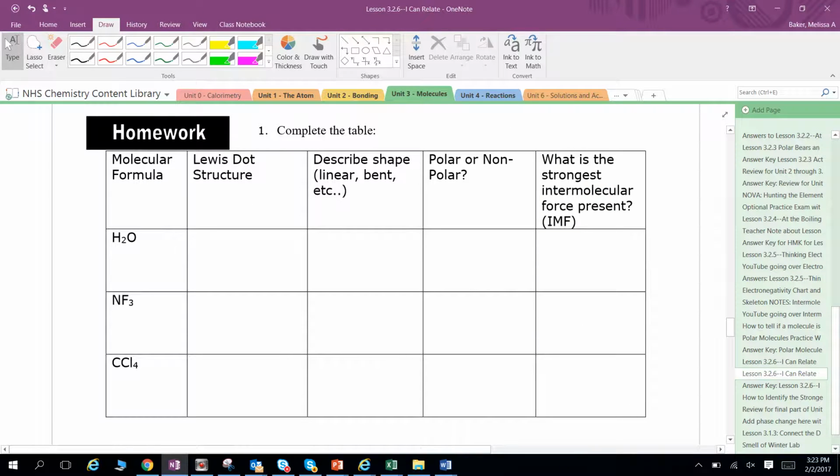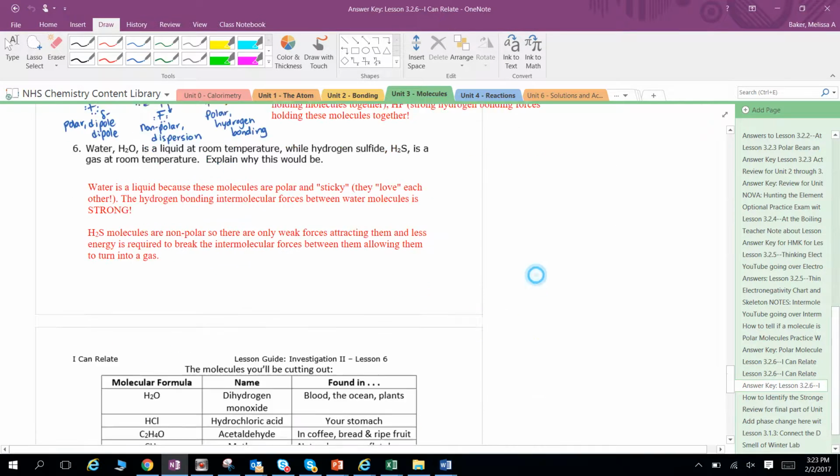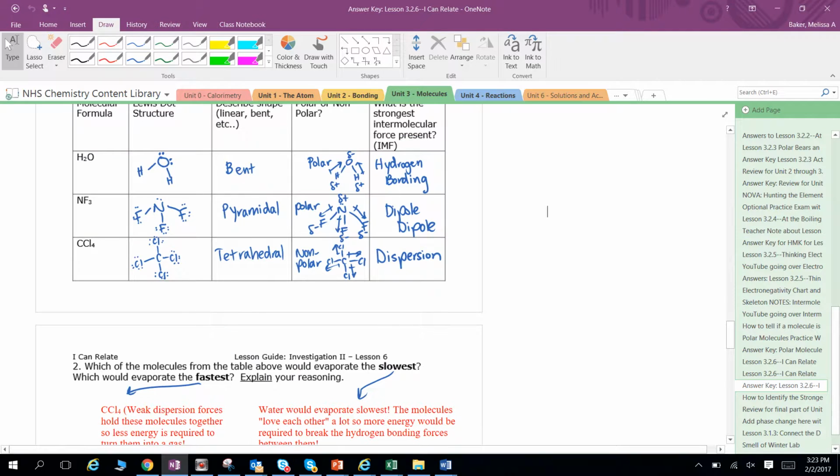As part of the homework, you are supposed to draw each of these, describe the shape, clarify if it's polar or nonpolar, and then specify the type of intermolecular force present. So let's take a quick look at these. Water, for example, has this bent shape. I'm actually going to go to the answer key to talk through these. Be a little faster than me writing.